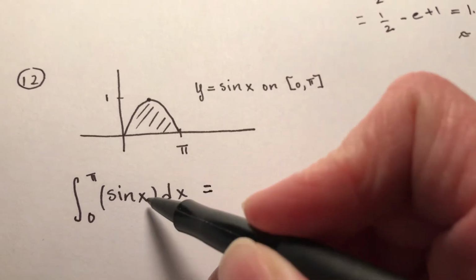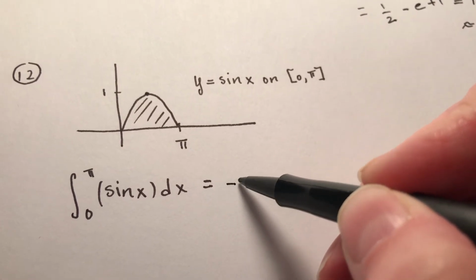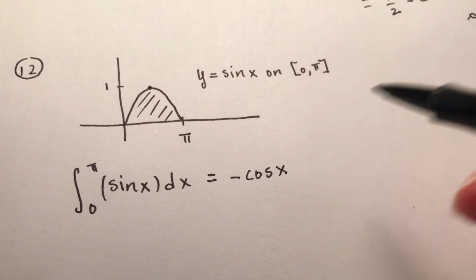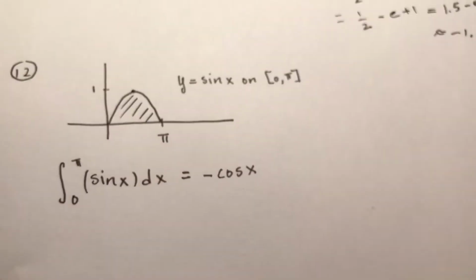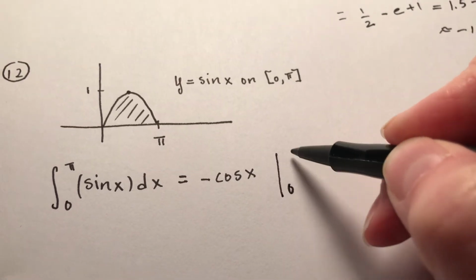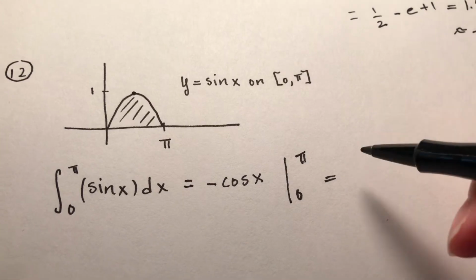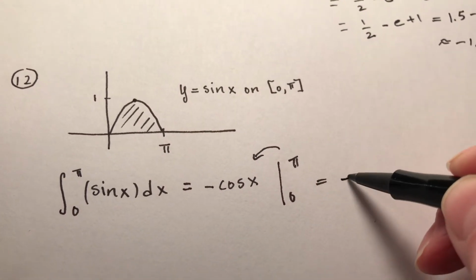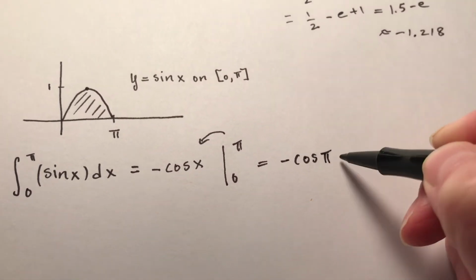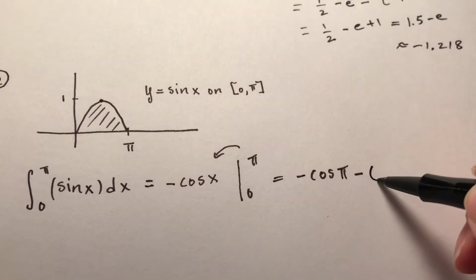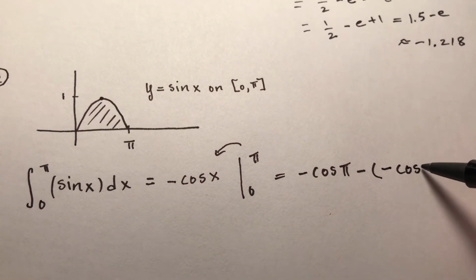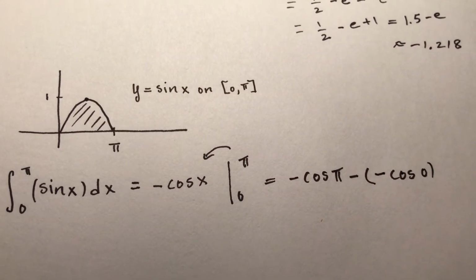So my integral of sine x is negative cosine x, because the derivative of cosine is negative sine. And we're going to go from 0 to pi. Notice I did the antiderivative. Now I have these limits to put in. I'll put that one in first. And then I'm going to subtract a negative cosine of 0, like that.